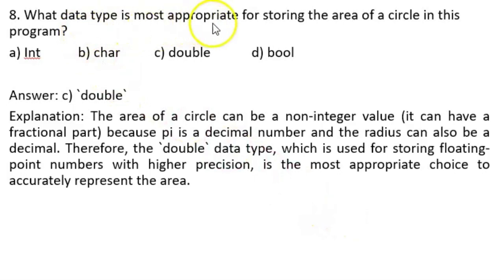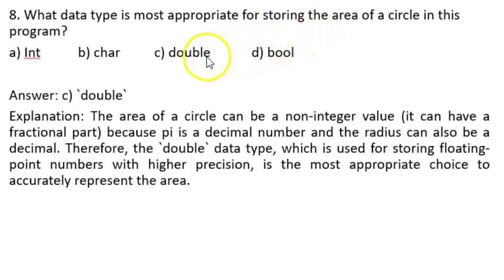Question number 8. What data type is most appropriate for storing the area of a circle in this program? A, int. B, char. C, double. D, Boolean. Int is integer, with no floating point numbers. Char is a character. C is double. Boolean is true or false, 1 and 0.